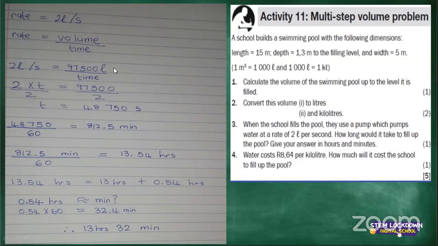Once again, cross multiply. 2 liters per second multiplied by the time. That's why we have 2 times t equals 97,500. Then we're solving for t. Divide by 2, divide by 2. My time is equal to 48,750 seconds.